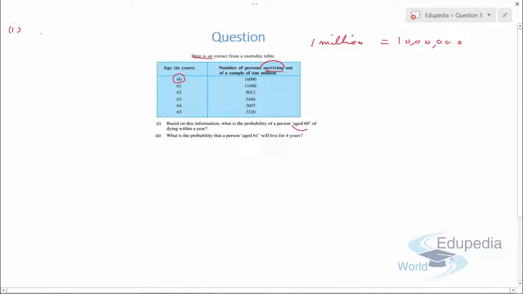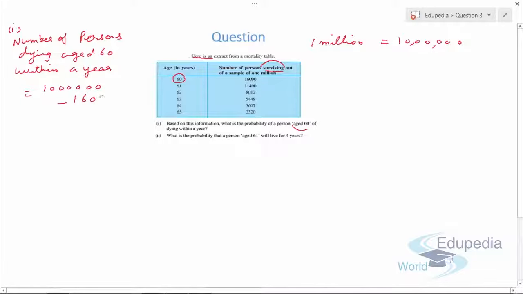Now first of all, we need to find the data. So we can say that the number of persons dying aged 60 within a year will be equal to 10 lakh minus 16,090, because these many people are surviving out of 1 million, right? So when you take away 16,090 from 10 lakh, these persons must be dying at the age of 60. So this is how the data works. When you solve it, it will come out to be 9,83,910. So this is the number of persons dying at age 60 within a year.